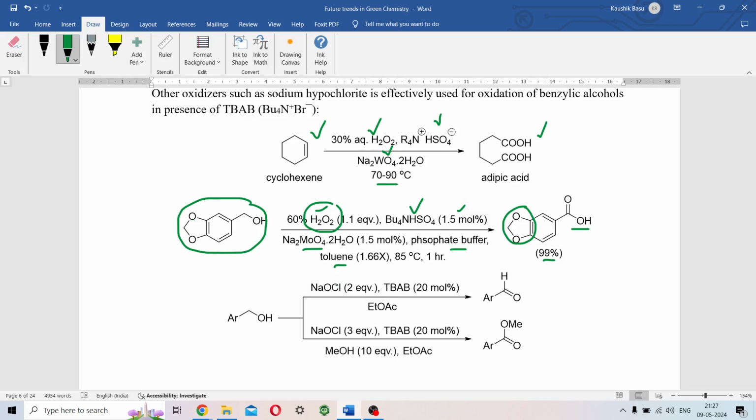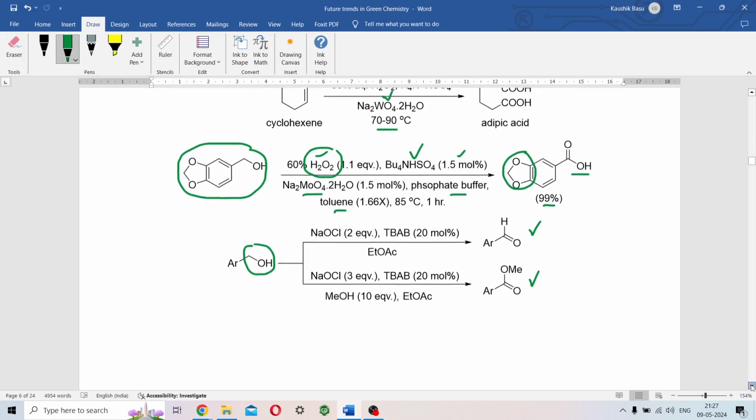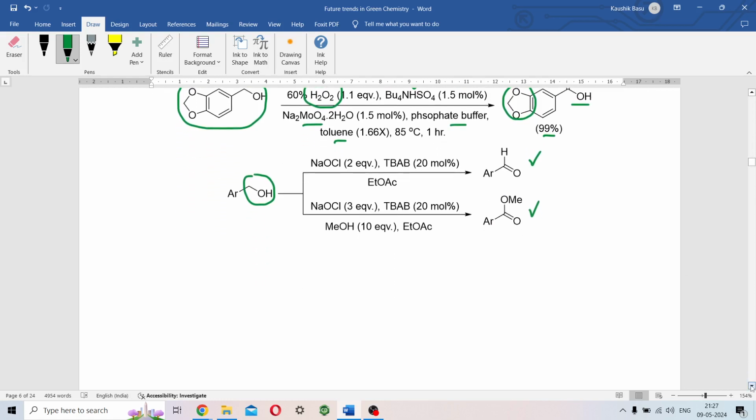You can also use NaOCl in different equivalents in presence of different solvents like ethyl acetate or a mixture of methanol in ethyl acetate with a tetrabutyl ammonium bromide, and then depending upon the exact reaction condition you can achieve either the oxidation to the corresponding aldehyde or even better to the corresponding ester. So not only is this getting oxidized to the carboxylic acid level, but you are also getting the methyl ester. So I think that concludes our discussion on the oxidation reactions.